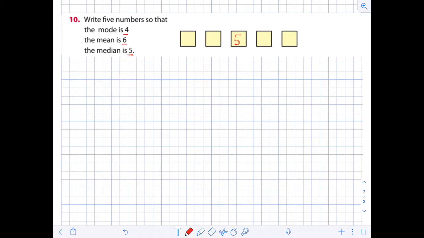Now, the mode is 4. That means that there needs to be more than one 4. Let's put 4 there and 4 there. We can't put 4 over in these boxes over here because this list is in order and that's the median there. So the 2 4s must go there.